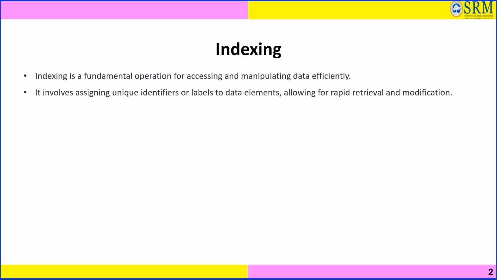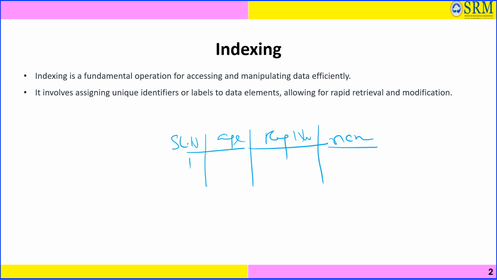So for example, if you make a data frame, this is age, this is register number, this is name. Okay, so for this we have to give an index, like we can give a serial number 1, 2, 3. So indexing is a fundamental operation for accessing and manipulating data efficiently. Like this is for example 1, 2, 3, and then we can keep this as an index, or we can keep this as an index. So this index is used to access and manipulate the data efficiently.